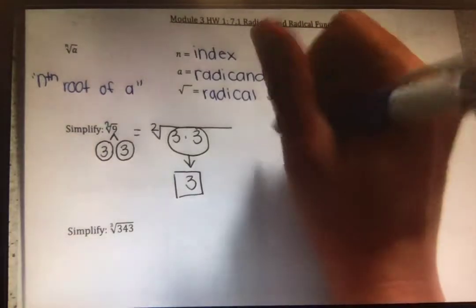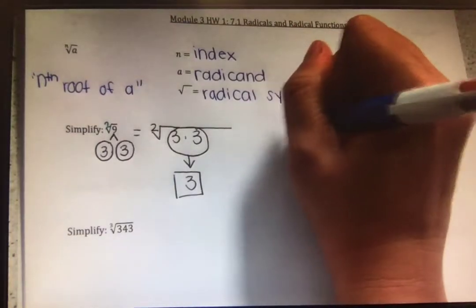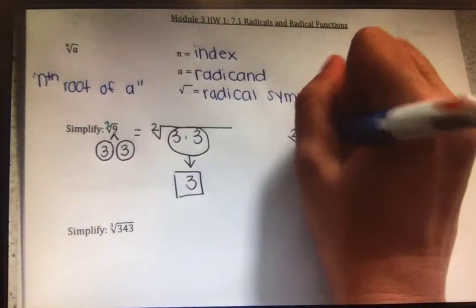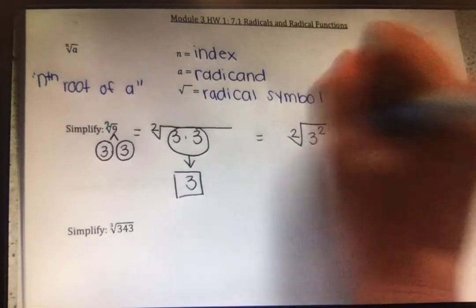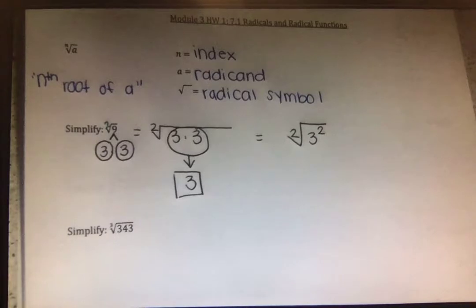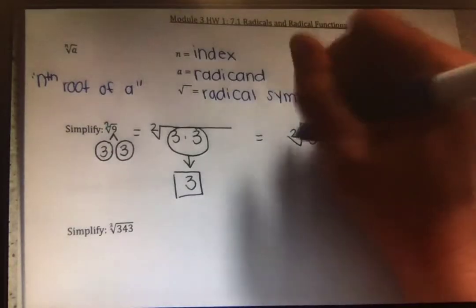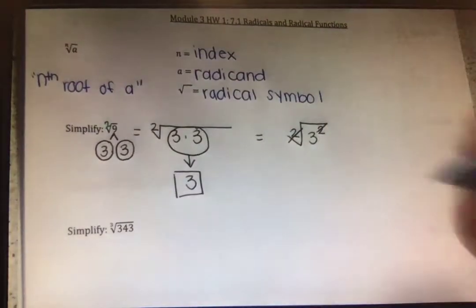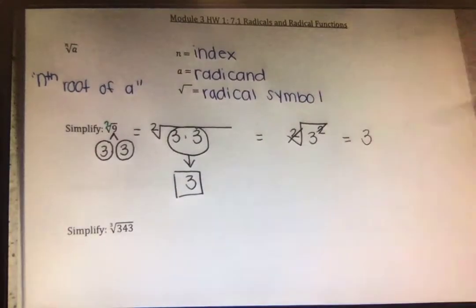Another way to think about this is we have the square root of 3 twice. So 3 times 3, which is 3 squared. So the square root and square are opposite functions, just like adding and subtracting are opposite functions that cancel each other out. Multiplying and dividing are opposite functions that cancel each other out. Squared and square root are opposite functions that cancel each other out, and we're just left with that 3.